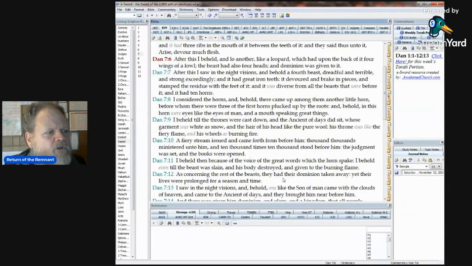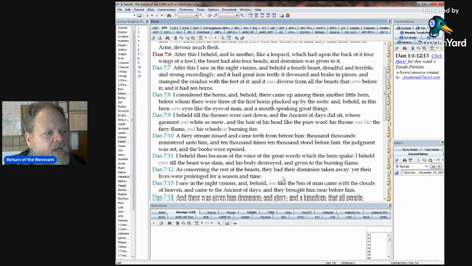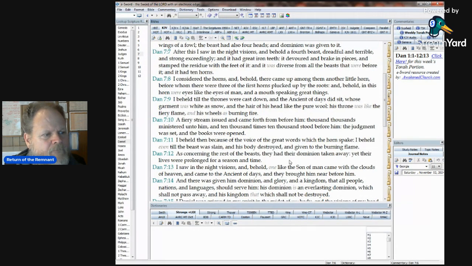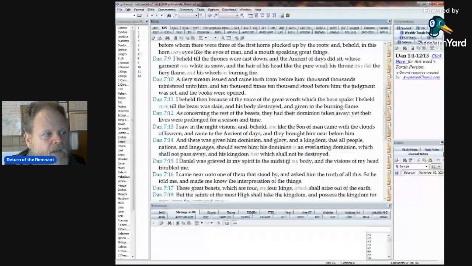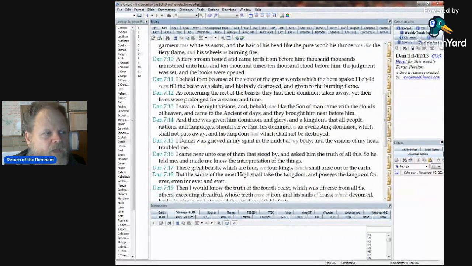I beheld then, because of the voice of the great words which the horn spoke. I beheld even till the beast was slain, and his body destroyed and given to the burning flame. As concerning the rest of the beasts, they had their dominion taken away, yet their lives were prolonged for a season and time. I saw in the night visions, and behold, one like the Son of Man came with the clouds of heaven, and came to the Ancient of Days, and they brought him near before him. And there was given him dominion and glory and a kingdom, that all people, nations, and languages should serve him. His dominion is an everlasting dominion, which shall not pass away, and his kingdom that which shall not be destroyed.